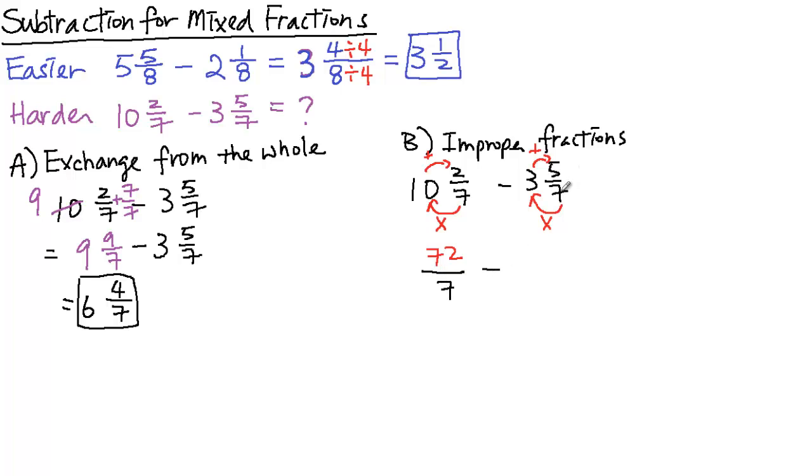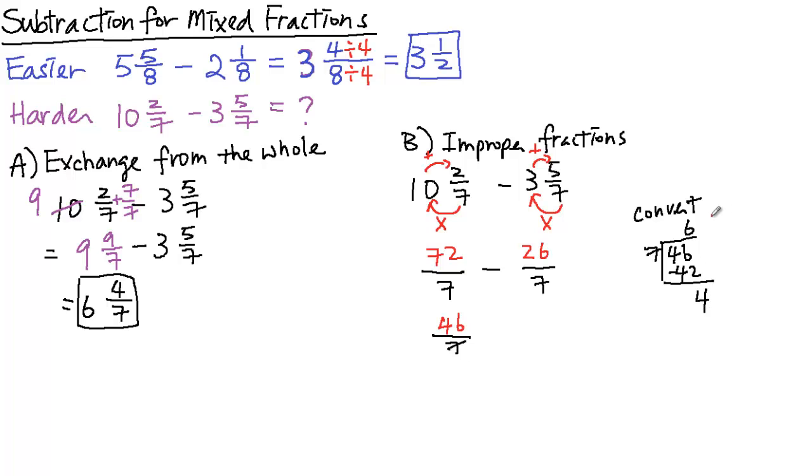And 7 times 3 plus 5, we have 26 over 7. And when we subtract, of course, we will have 46 over 7, which we will have to convert back to a mixed fraction by division. 46 divided by 7. 7 times 6 is 42. And then when we subtract that, we have 4.